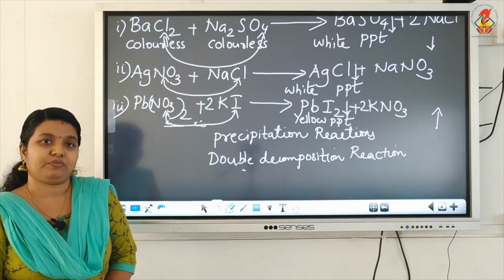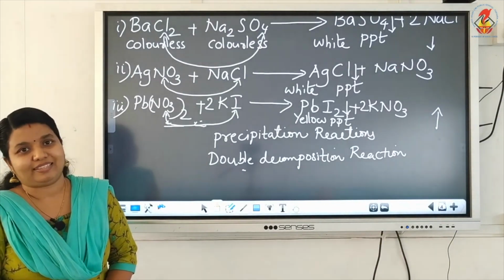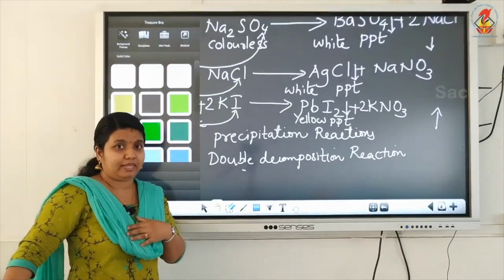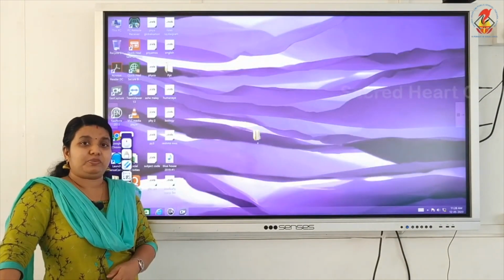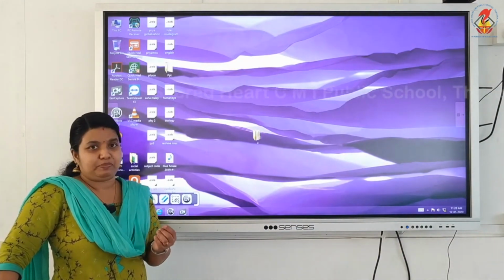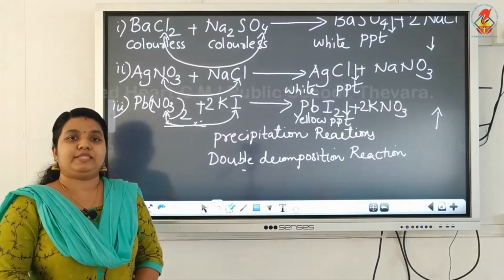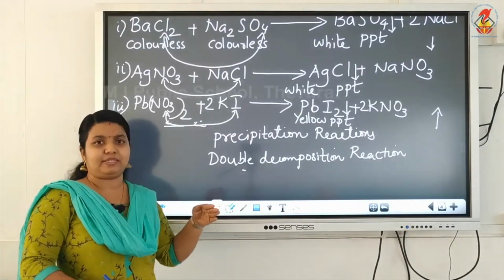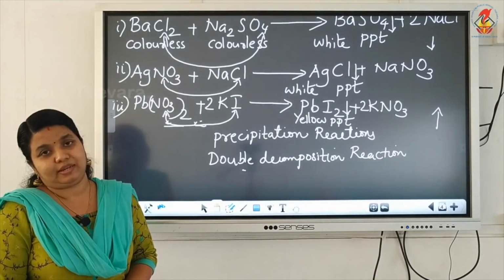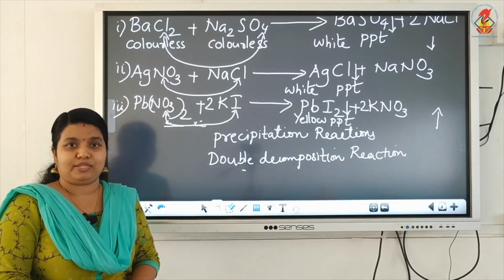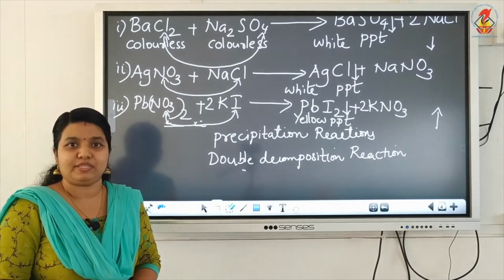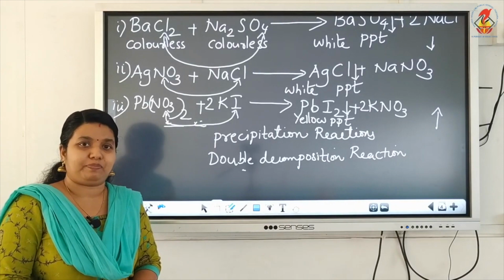So what are double displacement reactions? Reactions in which there is an exchange of ions or radicals between the reactants are known as double displacement reactions, and we have seen three examples. The first one, the most important one, is the reaction between barium chloride and sodium sulfate. Both are colorless solutions and we get a white precipitate when they are mixed together. That is our observation. Children, in these types of reactions the question comes like, what happens when solutions of sodium sulfate and barium chloride are mixed? Then what you have to write is, these two are colorless solutions, and at the end of the reaction we can see a white precipitate. That is the observation of this reaction. Okay, so that much about double displacement reaction.